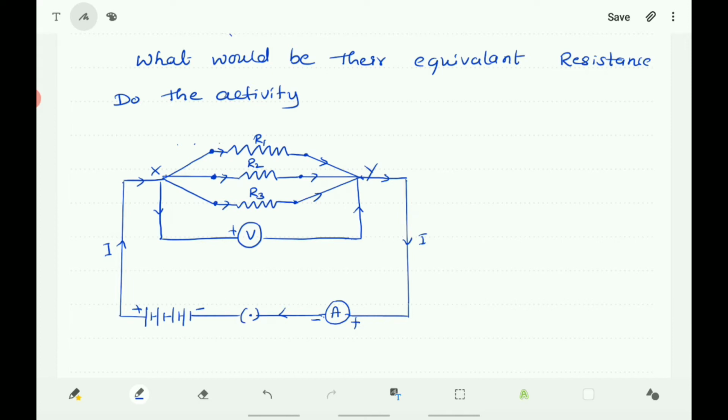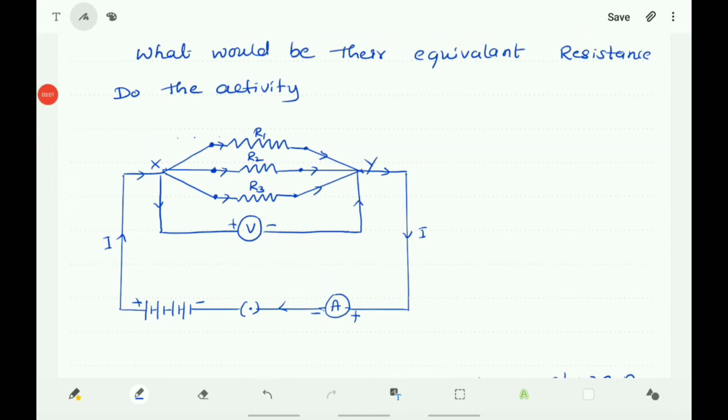3 resistors R1, R2 and R3 are connected between the 2 points X and Y. Connect it with a battery, plug key and an ammeter, and also with the voltmeter as shown in the figure here. Also connect a voltmeter in parallel with the combination of resistors. Here resistors R1, R2, R3 and voltmeter are in parallel combination. And now you plug the key and note the ammeter reading and voltmeter reading.